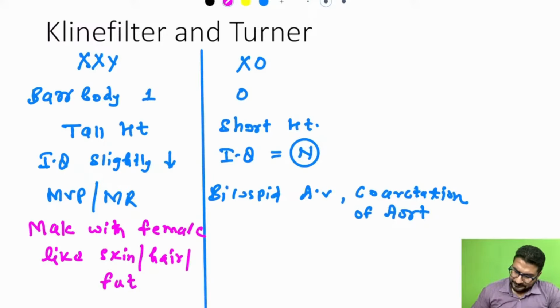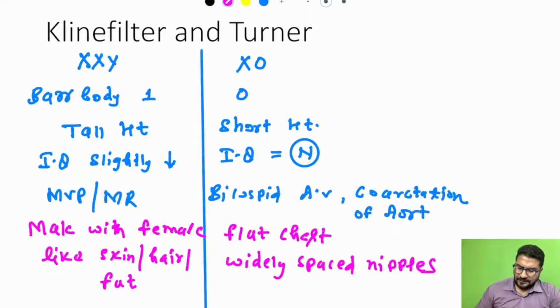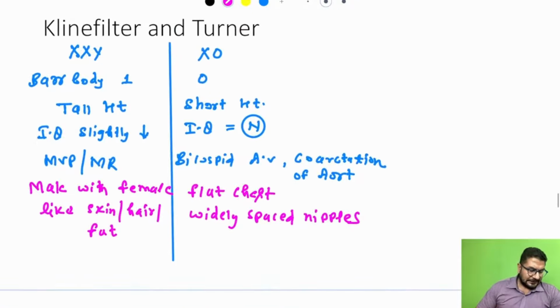In Turner you will see a flat chest and widely spaced nipples. So these are the differences which you have to remember in Klinefelter and Turner syndrome.